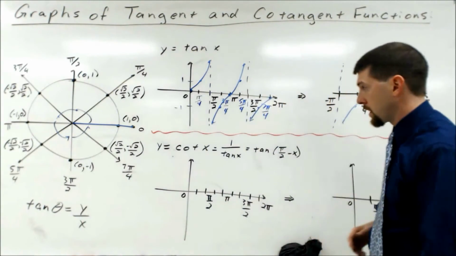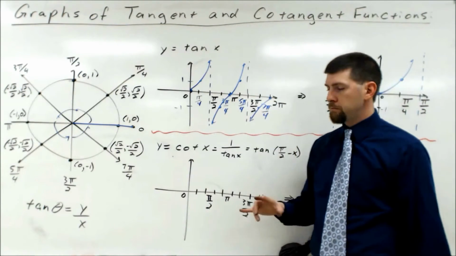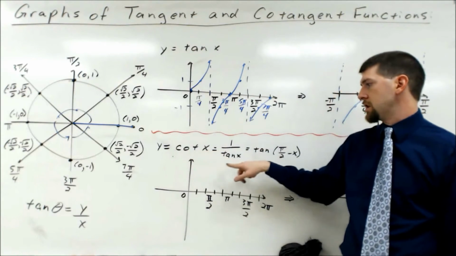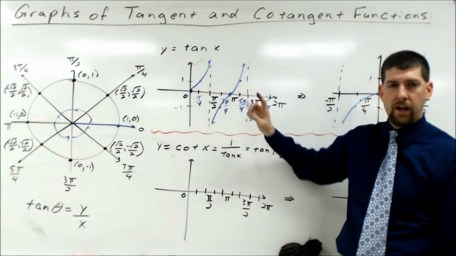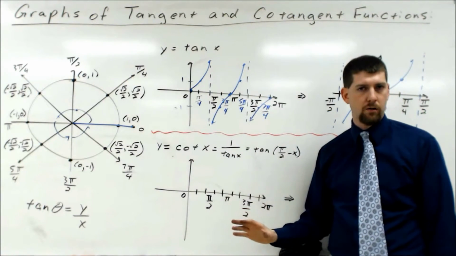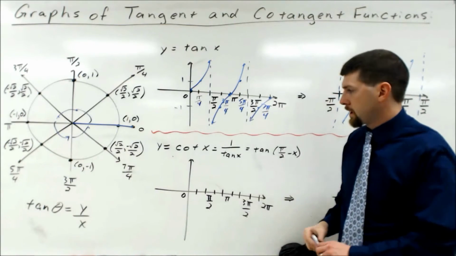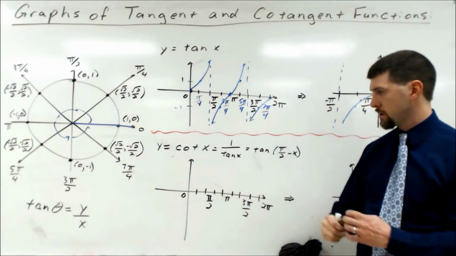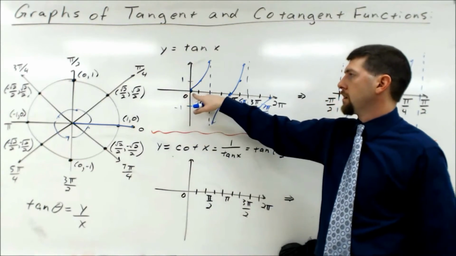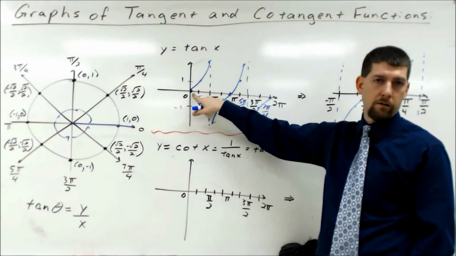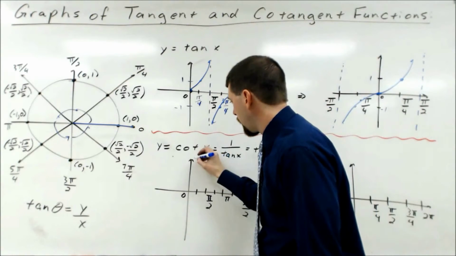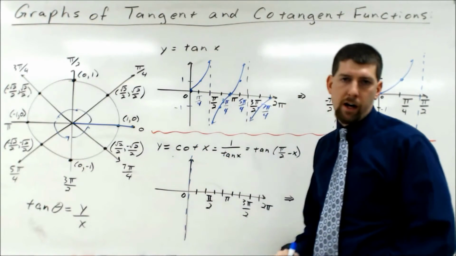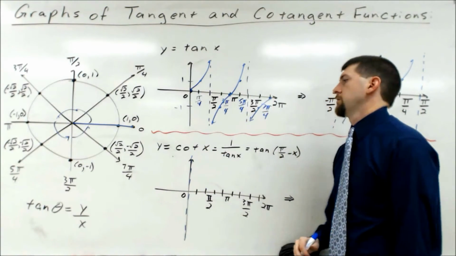Now let's go and look at cotangent. Remember, by definition, cotangent is the reciprocal of tangent. So we just flip all of these values over and it should give us our cotangent graph. Cotangent is 1 over tangent of x. At 0, tangent was 0. The reciprocal of 0 would be undefined. So cotangent is undefined at 0 radians.